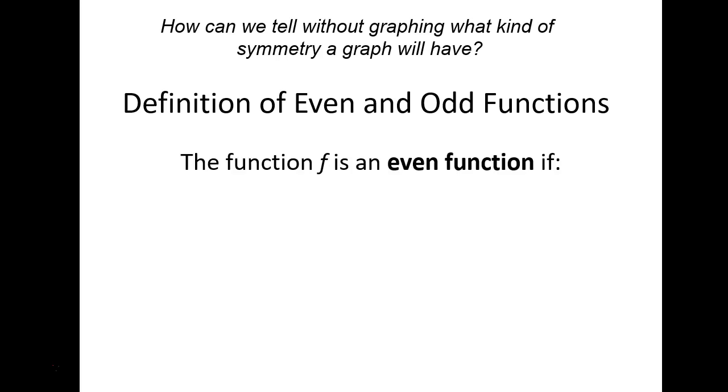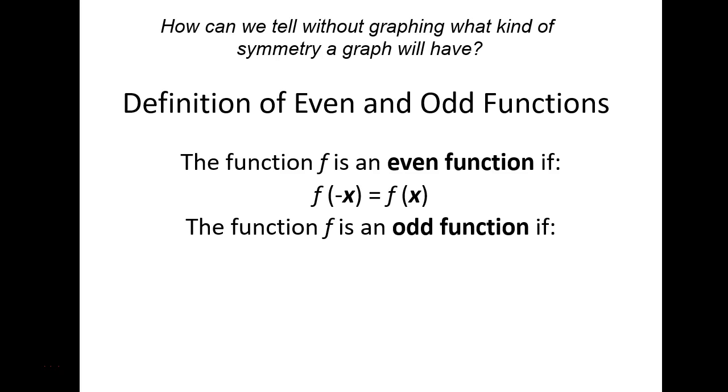So a function is even, so I'm calling it f. The function is even if f of negative x equals f of x. In other words, if I were to substitute negative x into the x values and I simplify it, do I get the same thing as the original function f of x? And if I do, then it's an even function. A function is odd if when I substitute negative x in and I simplify it and clean it up, I get the same as negative f of x. I know it's a little confusing. We'll do some examples.